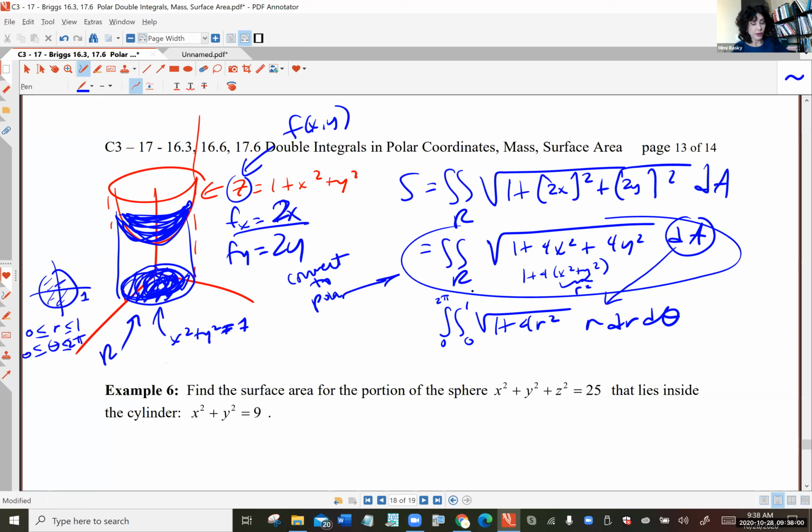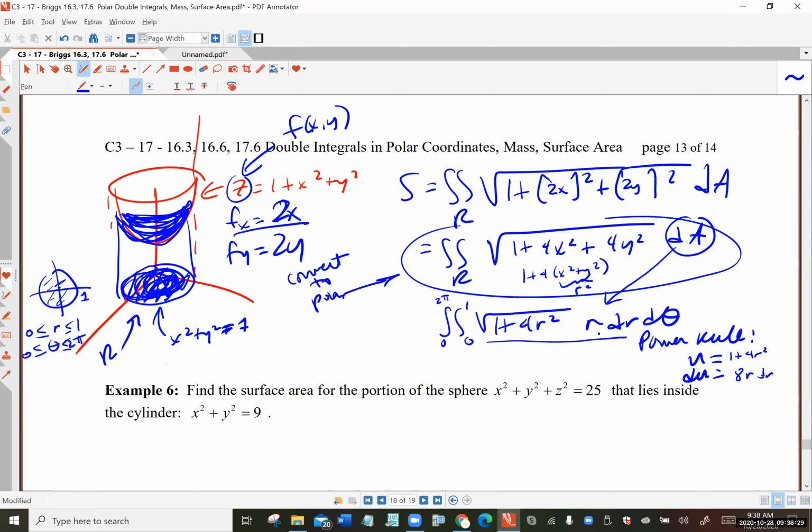Now, is this integral doable? Do you guys know what technique you're going to use to integrate the square root of 1 plus 4r squared times r dr? Power rule. Power rule, good. And you're going to tell me the u and the du, otherwise you're going to lose lots of points. So who's my u? 1 plus 4r squared. And du? It's going to be 8r dr. Good.